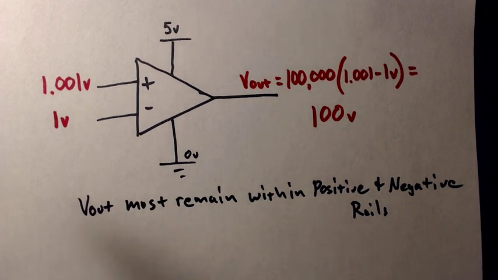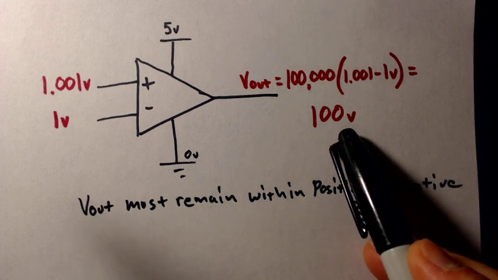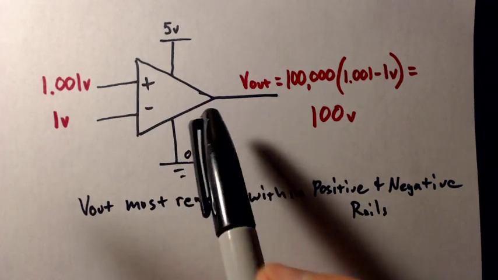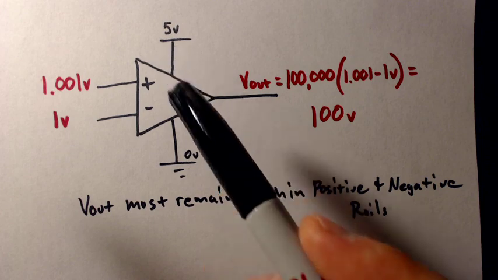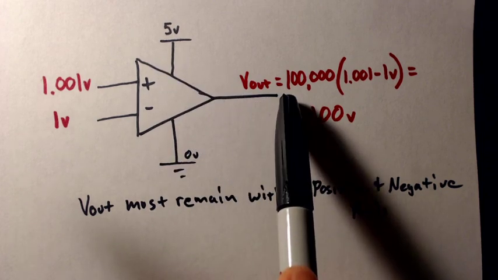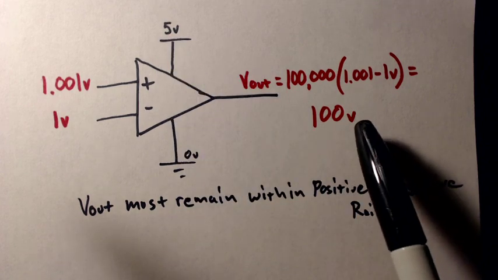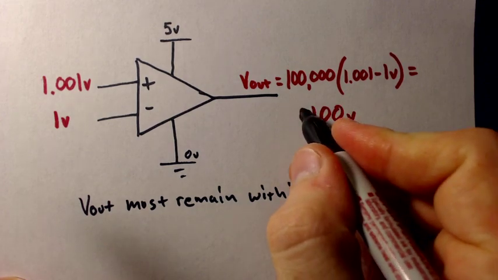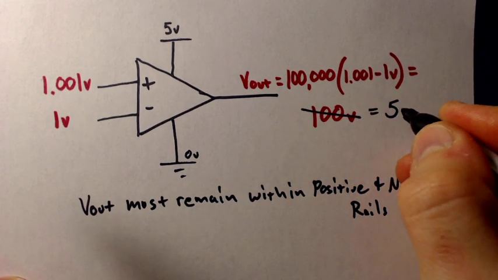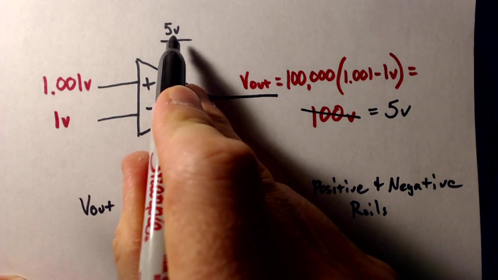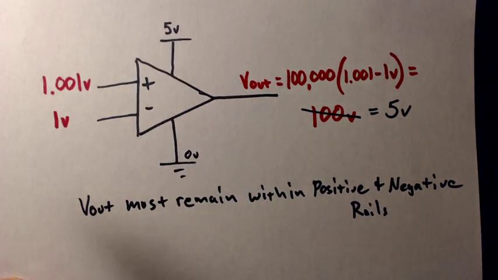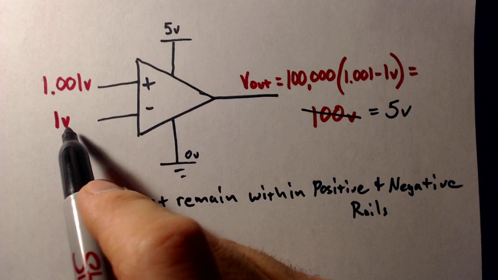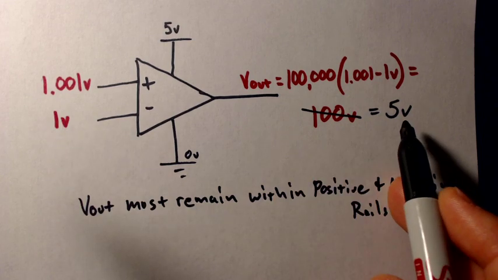Okay, so as it turns out, we have a little contradiction. We're supposed to be outputting 100 volts, but this device is not capable of outputting 100 volts in this current powering setup. It can actually only go as high as 5 volts. So it actually gets to 5 volts, our highest positive rail. So when we put in 1.001 volts and 1 volt on our inputs, we actually get 5 volts.